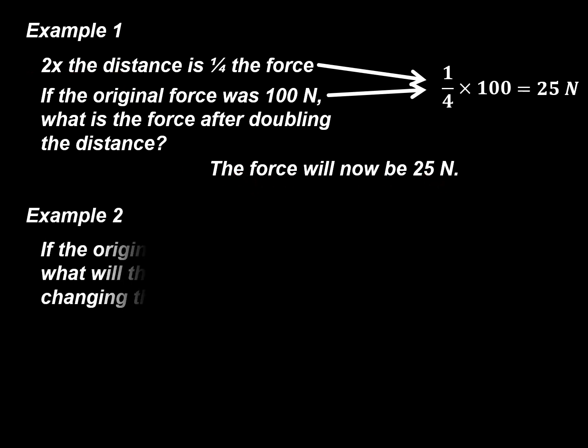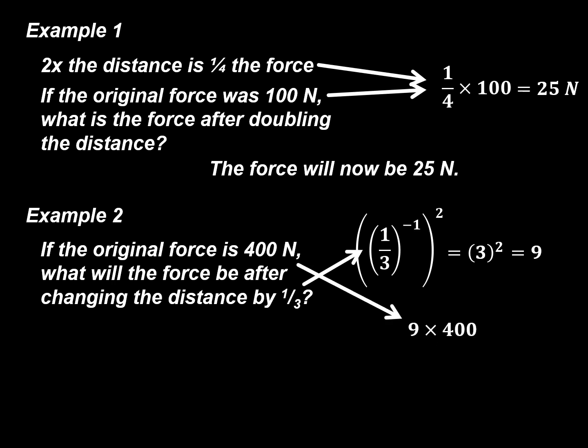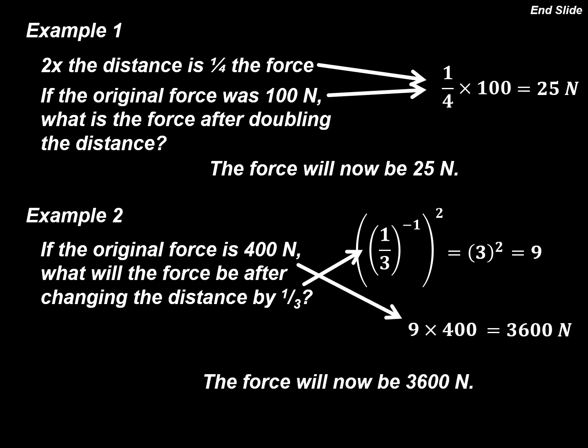All right, let's do another example. It says if the original force is 400 newtons, what will the force be after we change the distance by 1/3? Okay, so the first thing we have to do is the inverse square of 1/3. So 1/3, the inverse is going to give you 3 over 1, or just 3, and then that squared will be 9 times as much. So if we start with 400 newtons, the new force is now going to be 9 times as much with 1/3 the distance. So 9 times 400 is going to give you 3,600 newtons. So original force of 400 newtons with 1/3 the distance, you're now going to have 9 times the force, which is 3,600 newtons.